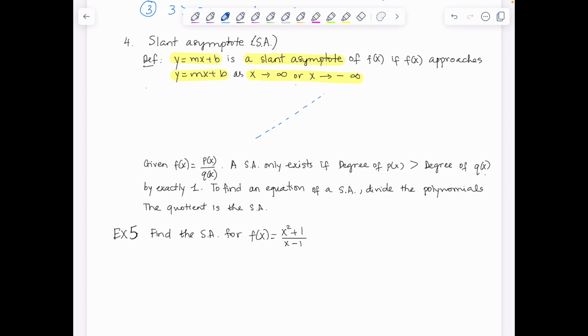Let's say this is a slant asymptote. The graph has this behavior where it's approaching the line as x approaches positive infinity. At the same time, it could be approaching the line from this side where x approaches negative infinity.